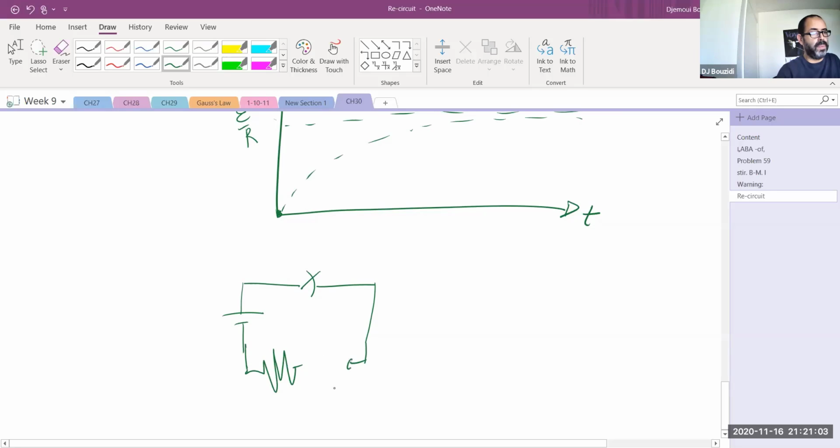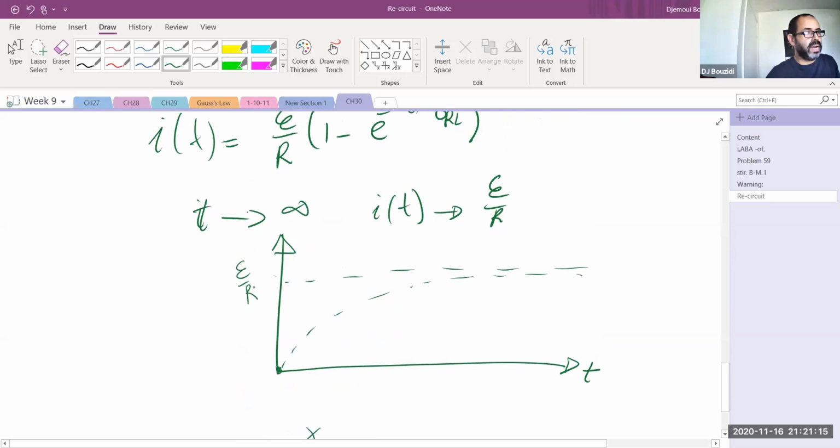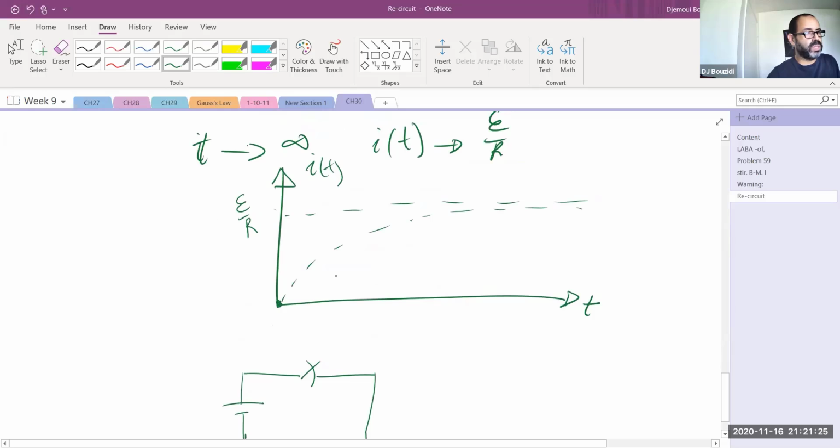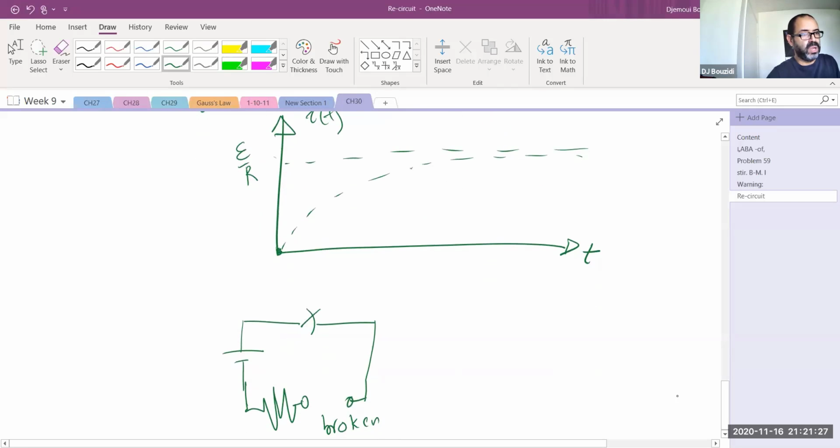There was nothing in here. This is an open, like a broken wire. Nothing is in there. No current is flowing when you do that. But after a while, what is the voltage across the resistor? It's R times the current, this is I as a function of time. So the voltage across the resistor will be R times this value, which is just the EMF. So all the voltage is actually inside there.